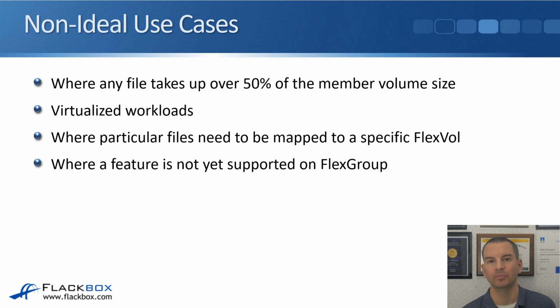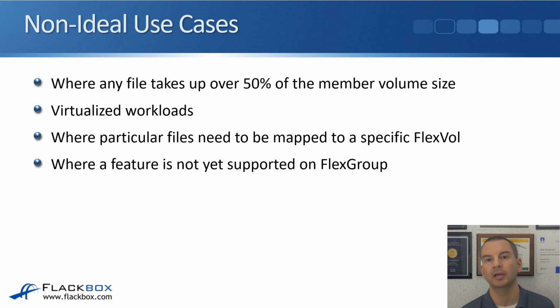Where is FlexGroup not such a good idea? Well, where any file takes up over 50% of the member volume size. FlexGroups get that big performance improvement because everything is so distributed. Well, if there's a single file which takes up over 50% of the member volume size, it's not so distributed now, and that's just not going to work well with FlexGroups. Also, virtualized workloads such as VMware, not recommended to use with FlexGroups. Where particular files need to be mapped to a specific FlexVol, or specific location, then FlexGroups obviously are not a good match for that either.